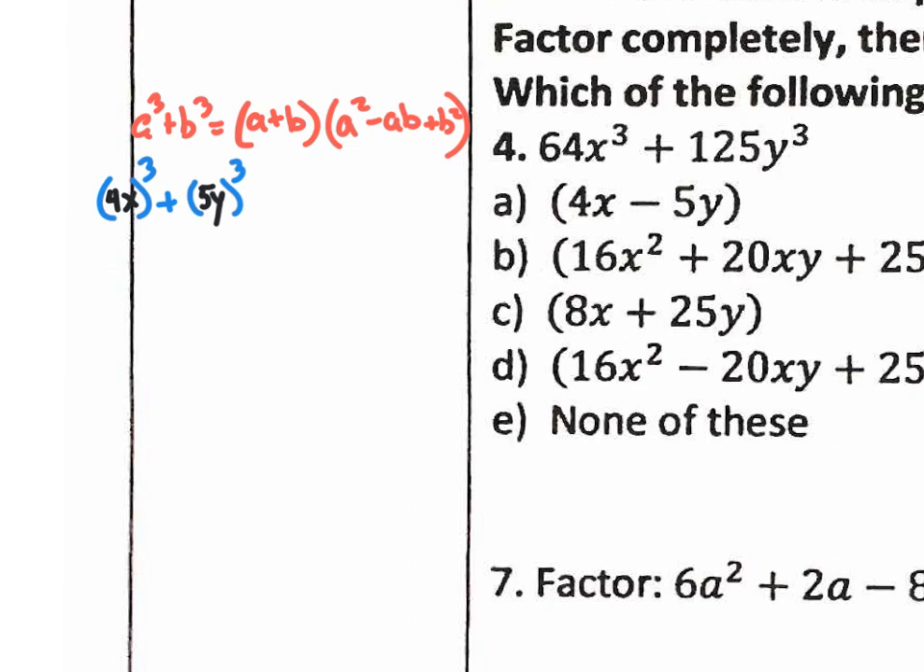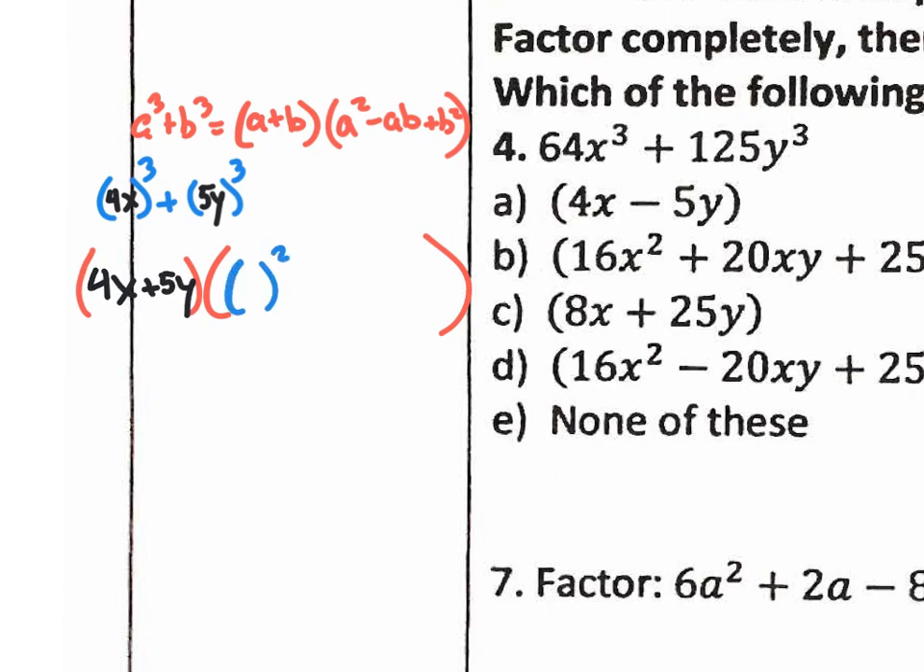So now that we know our a value and our b value, we could jump right to our binomial times a trinomial. So what's the binomial going to be? It's going to be the exact same binomial without the cubes. So what are we going to have in there? And on the trinomial, I recommend putting parentheses wherever you plug in your a squared, your ab, and your b squared. So that's what I'm going to do.